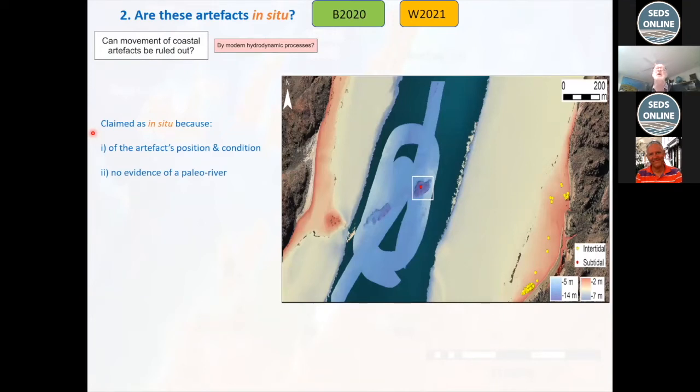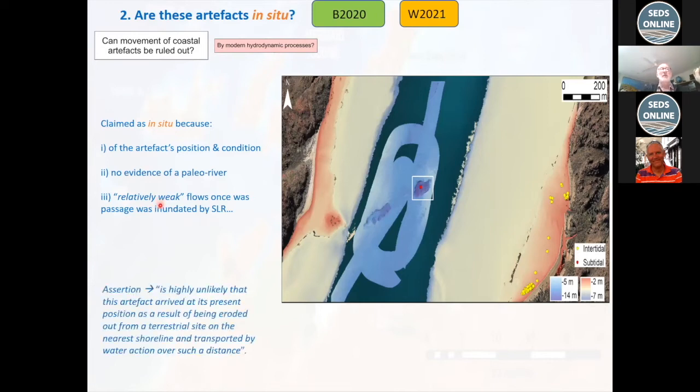Perhaps it was in their minds that they were explaining that the artifact couldn't have been moved by a river, perhaps. As you'll see, that's not relevant. The third assertion was that once the channel was inundated by sea level rise, flows in the channel were relatively weak, that's a direct quote, and unable to move sediment. Well, those three things led them to this assertion, and I might give you a few seconds just to read their quote. Okay, assuming you've read that, they're saying that they can't be moved from a shoreline into that position by water.